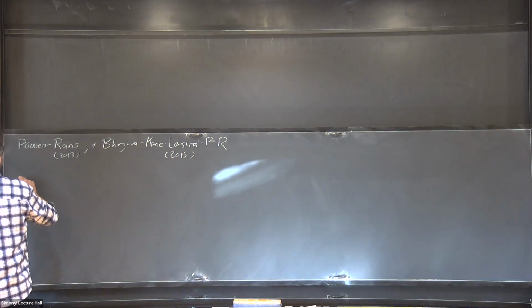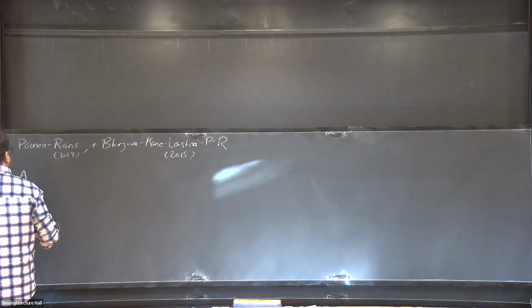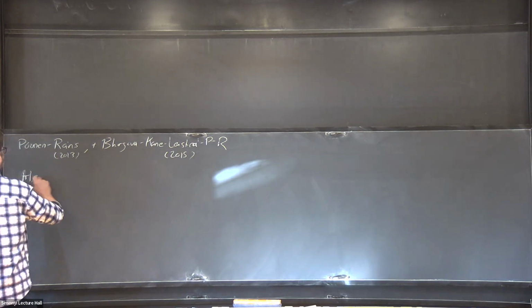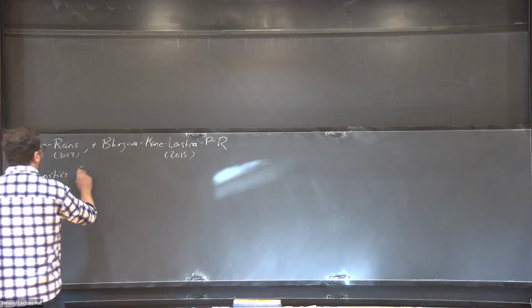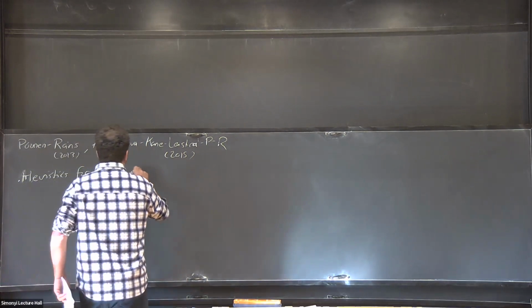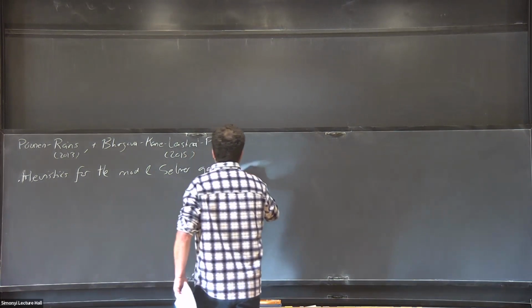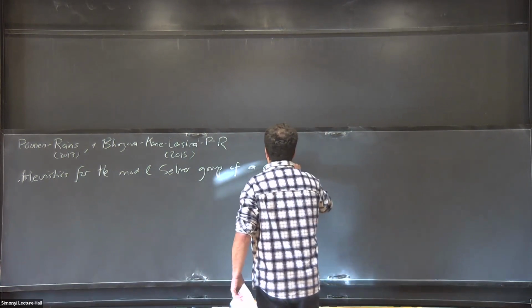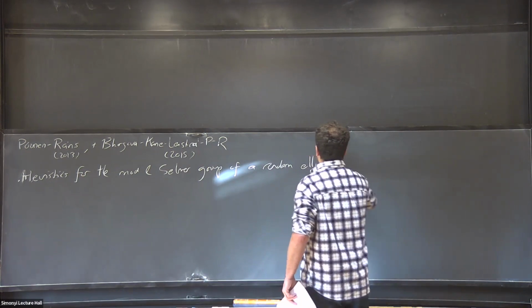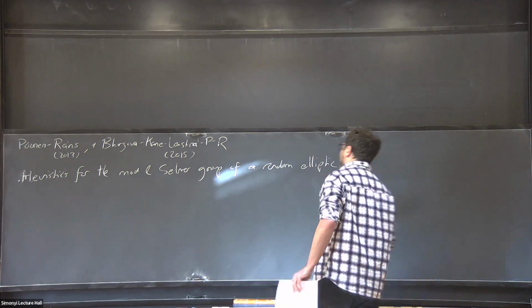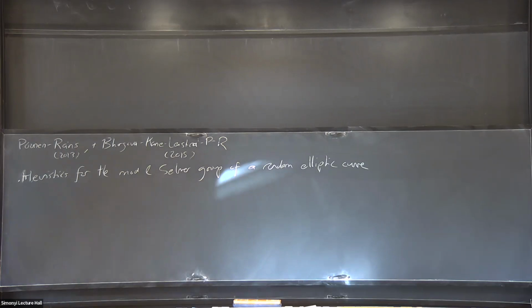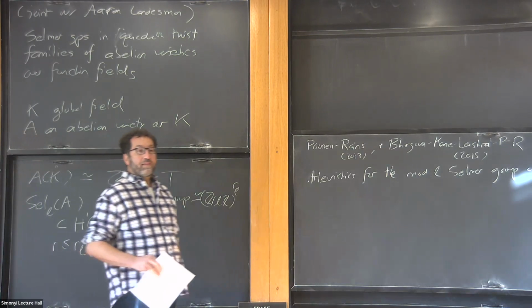Which suggests heuristics for, sometimes I'll call this a mod L Selmer group, of a random elliptic curve. Now, what do I mean by a random elliptic curve? I'm going to be pretty vague about that because in some sense, there's lots of different models of what I might mean by a random elliptic curve.